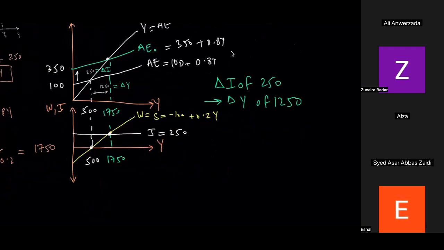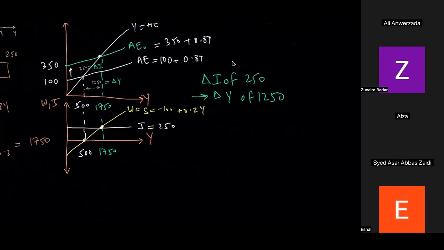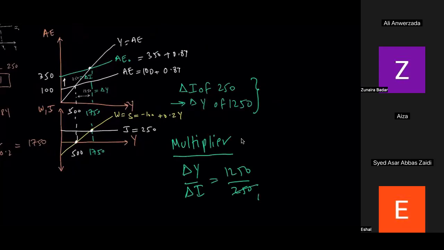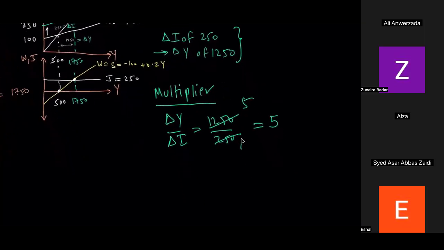And I said this is something called the multiplier effect, something which we're going to learn about in a little while, that whenever there is a change in Y. In fact, I said this, that the multiplier, if you want to find out the size of multiplier, will be change in Y over change in I, or 1250 over 250, or it's going to be simply 5. So my multiplier is 5.